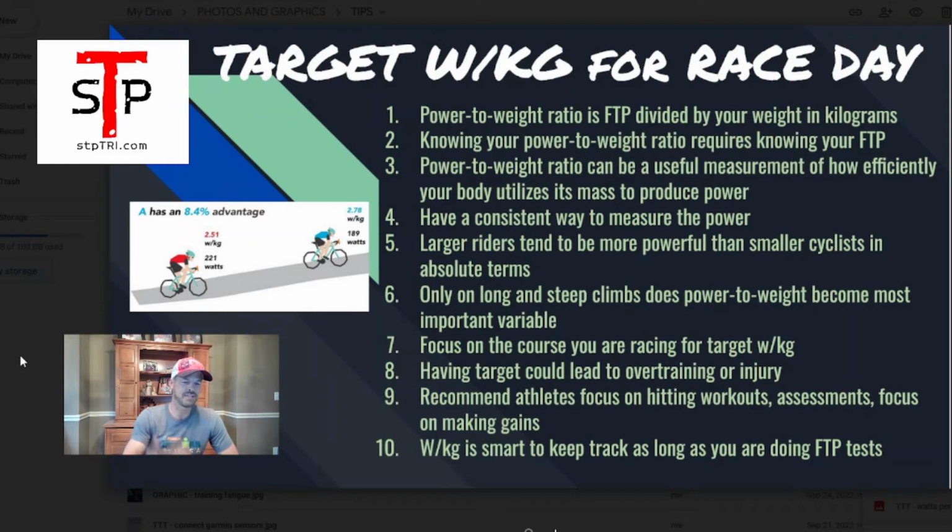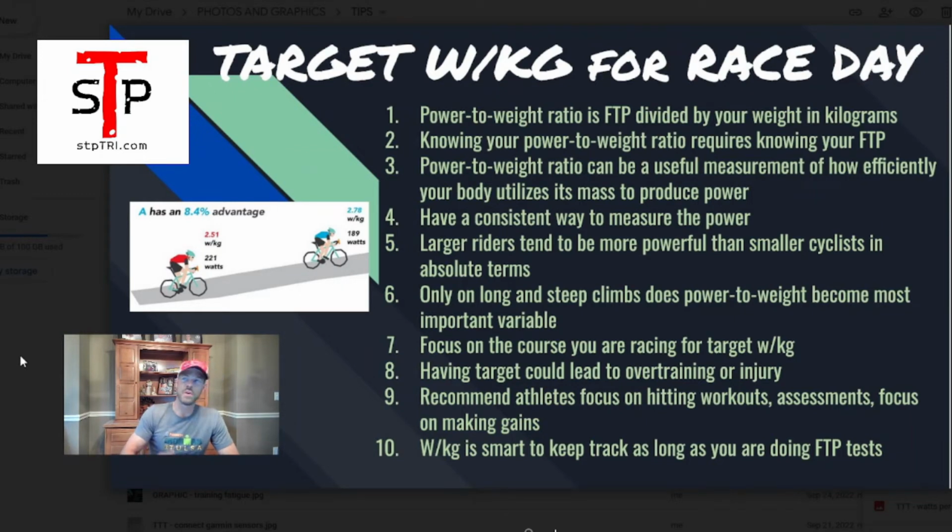So if you've got this watts per kilogram of 2.0, and for whatever reason you're stuck on your FTP and you're not getting the training that you need, and you're not structuring your training to increase your FTP, and your weight's staying the same, it can get frustrating. You're out there trying to kill yourself on your bike ride.